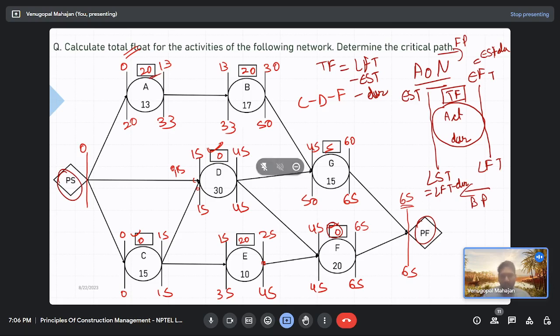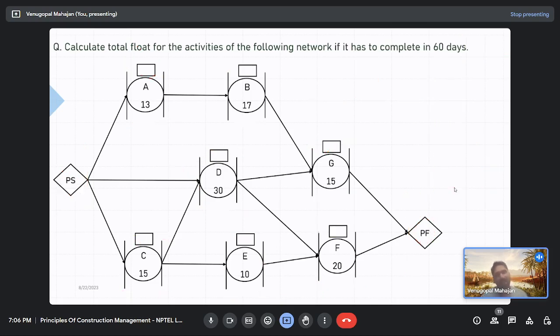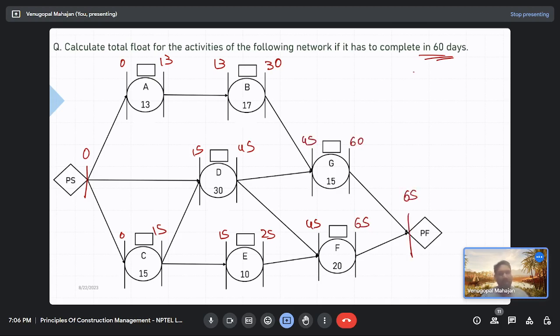Okay, so let's try to solve the same network with an added point. Calculate total float for activities of the following network if it has to complete in 60 days. Okay, so I'll be writing the values. You help me check. 0, 13, 13, 30. This becomes 0, 15, 15, 45, 15, 25, 45, 65, 45, 60, 65.